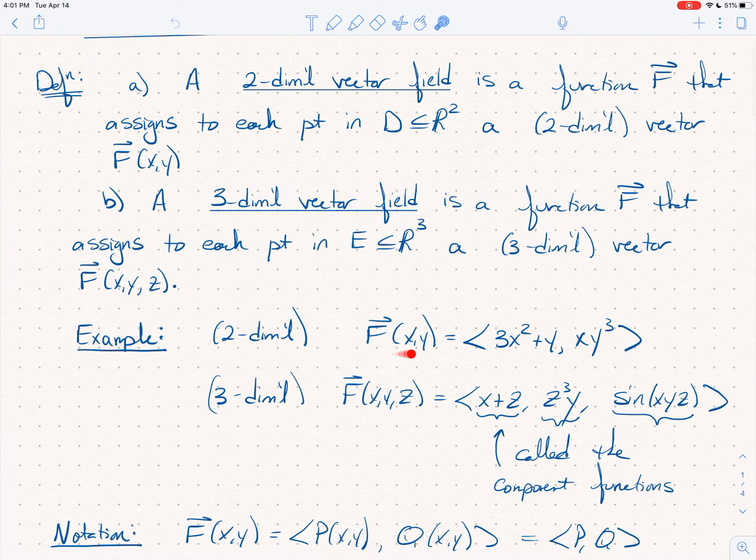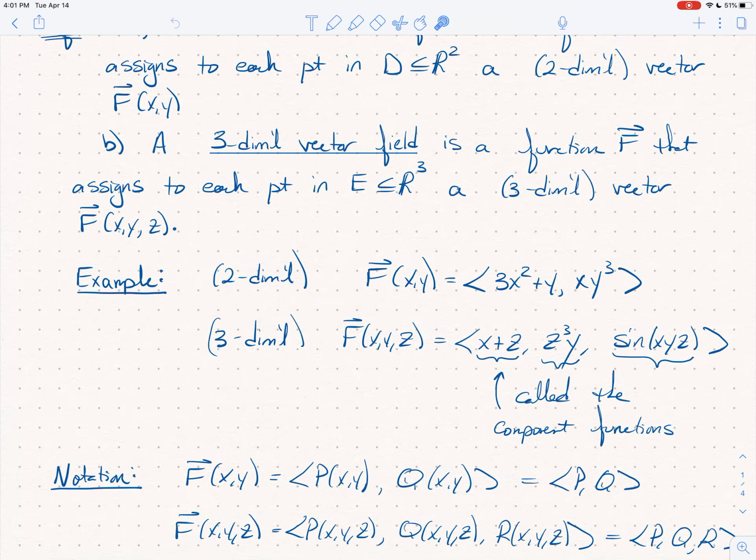So here's some examples of what these look like. Here's a two-dimensional vector field. It's just a vector, but instead of constants, you just have functions here. And however many variables there are involved, all told, that's the dimension you're working in. So here you can see this is a two-dimensional vector field, both because there's only 2 components to this vector, and then there's 2 variables. Here this is a three-dimensional vector field. There's 3 components, and you can see all 3 variables.